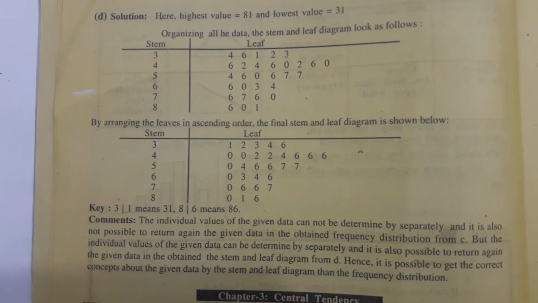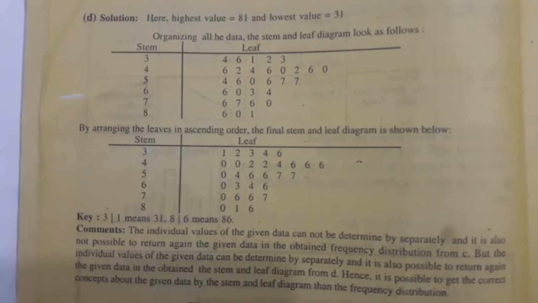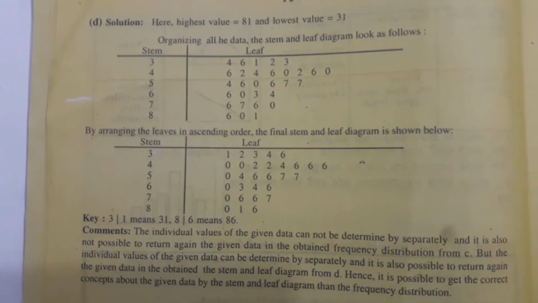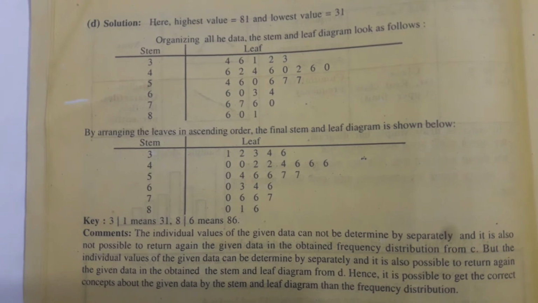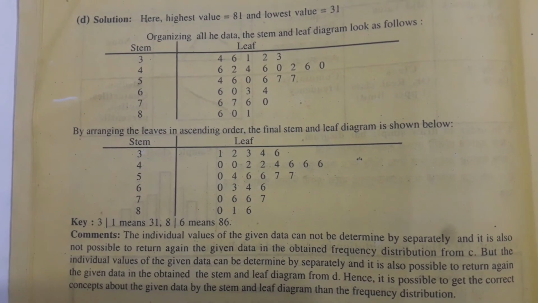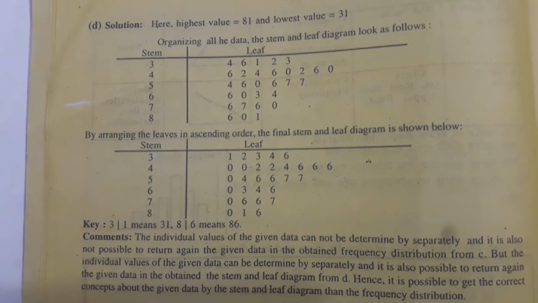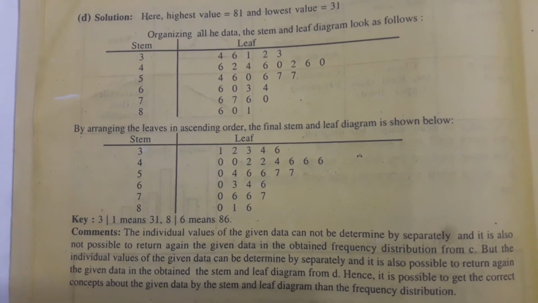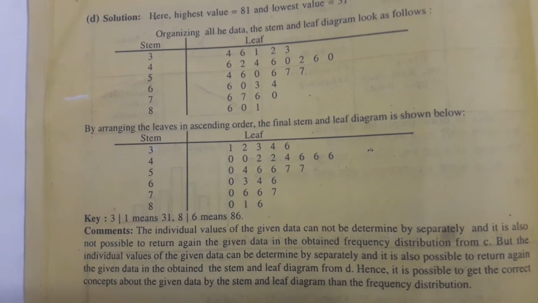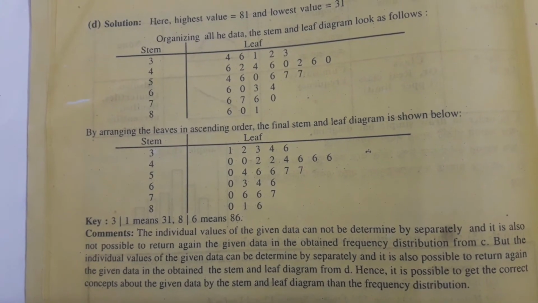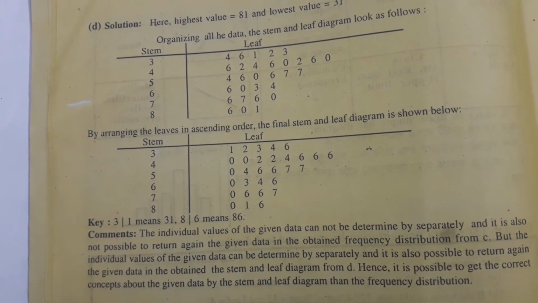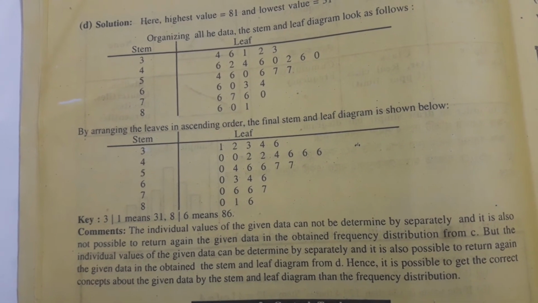Next, this is very important for us, stem and leaf. Dear students, here highest value 81 and lowest value 31. Organizing all the data, the stem and leaf diagram looks as follows. At first, the values in the 30s: first number 3 is the stem, and 4, 6, 1, 2, 3 are the leaves.